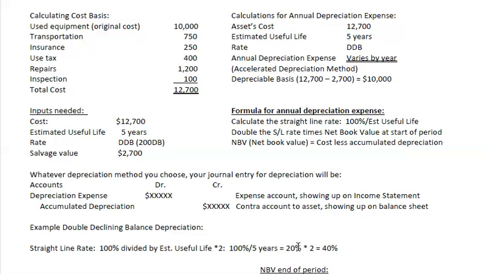I hope this helps you see double declining balance depreciation. Like I said, it's an accelerated method, and with an accelerated method, we're taking depreciation faster than we would under the straight line rate, where it's the same every year. So that's the double declining balance method.